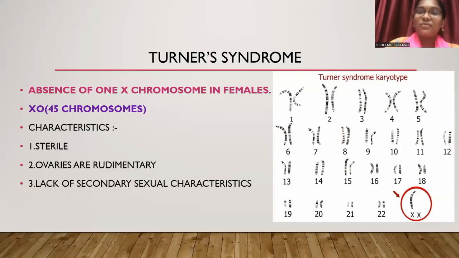So we saw Down syndrome, Klinefelter's syndrome, and Turner syndrome. They are very important, and very easy to remember as well when we understand aneuploidy and polyploidy very well.